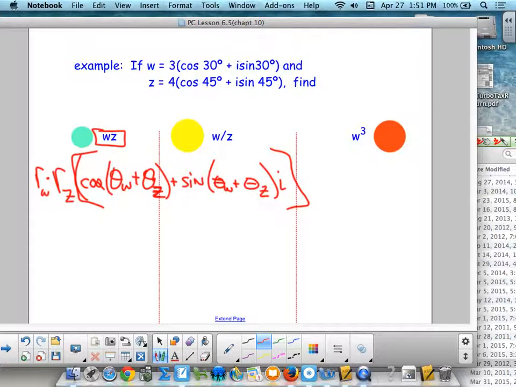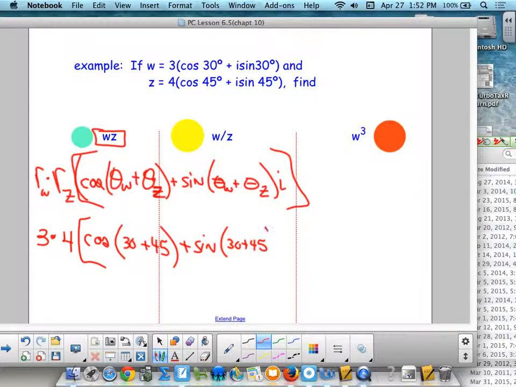There's your formula. I just copied it down just so you can see it. When you take two polar complex numbers, all you have to do to multiply is multiply the two radii. You get what? 12. I'm not going to write 12. I'm going to write 3 times 4 just so you can see it. Okay, cosine of your two angles added together. Your two angles are 30 plus 45. 30 and 45, that's easy. Plus sine of 30 plus 45 times i.